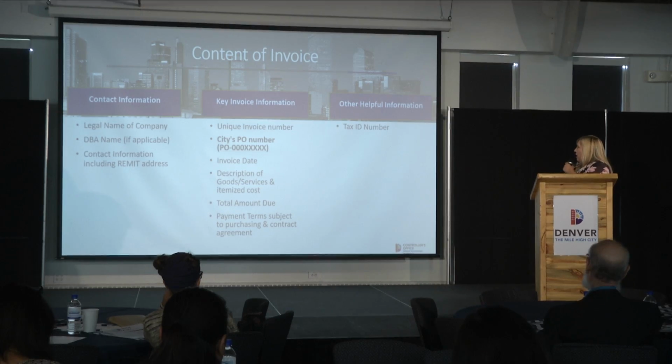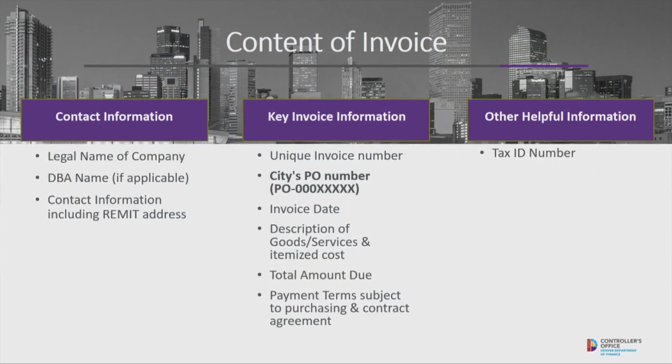Some other helpful information that's good to have on invoices are your tax ID number and the contract number with the city, if that's applicable to you, and the project information. Sometimes there's a project number or just the name of the project can be helpful with us finding the right person. If the invoice comes to us, finding the right person that needs to approve the invoice.